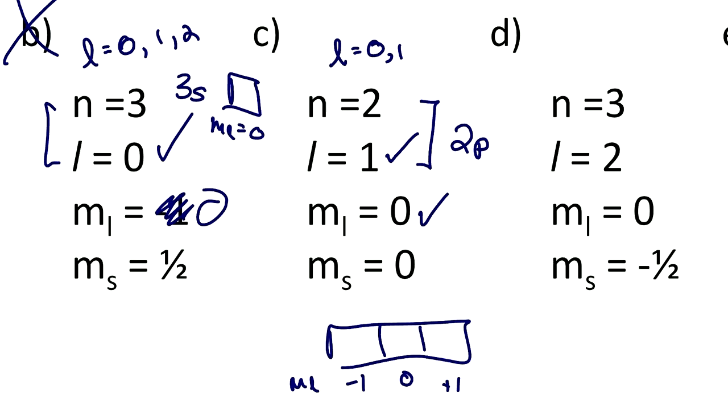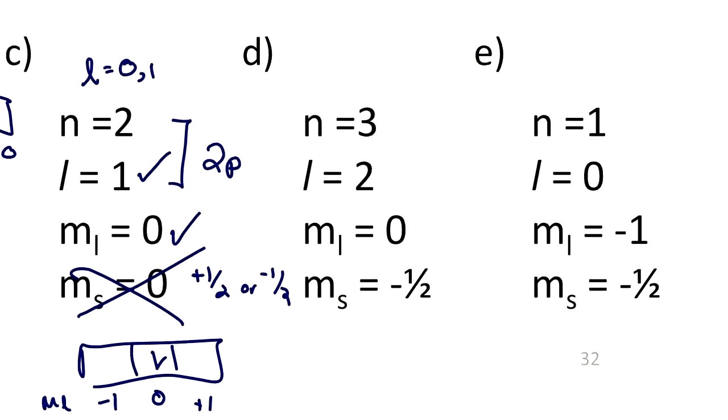All right, can we have a spin of 0? No, so that's the incorrect one. How can we make this correct? Just change the spin to either +1/2 or -1/2. Because once we do that, we could have an electron like this, and it would be A-okay. But we can't have a spin of 0. All right, next one, D, n equals 3.